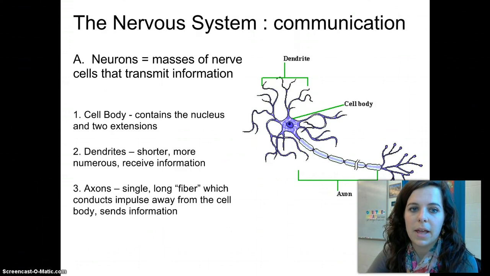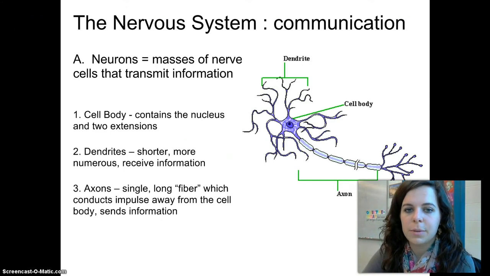We're going to be talking about nerves and other cells related to nerves. A nerve cell is also known as a neuron, and it transmits information. It has multiple parts. The main parts are the cell body, which has the nucleus and some extensions. Those extensions are the dendrites, which receive information. They're much shorter and there are many of them. Whereas an axon is a long single fiber that conducts the impulses away. The important thing to remember is that dendrites take in information, whereas axons give off information.